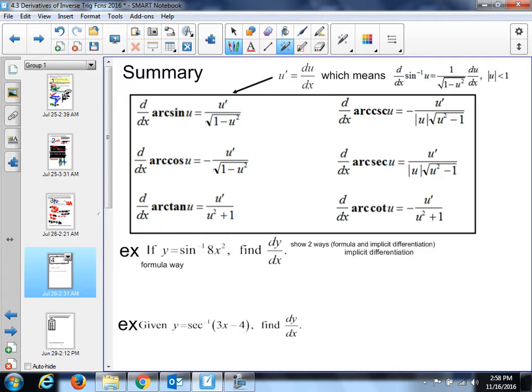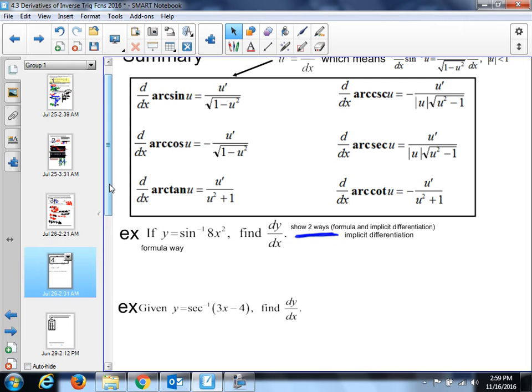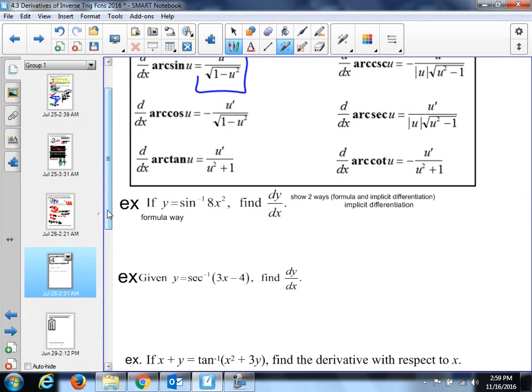But we'll do it one of two ways here. Can we do this the formula way? Can we do this the other way? So I said show two ways in this example, and in this example only, because, like I say, later on, in a couple months, you might not have this formula memorized. You should be able to do it from first principles, and you'll see.